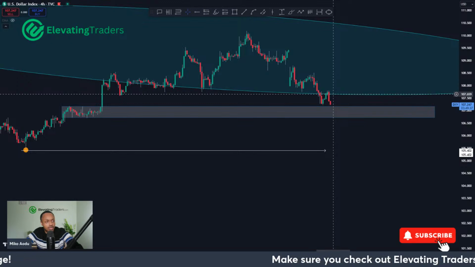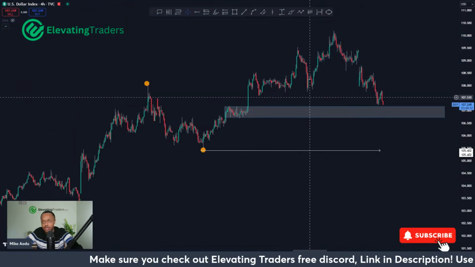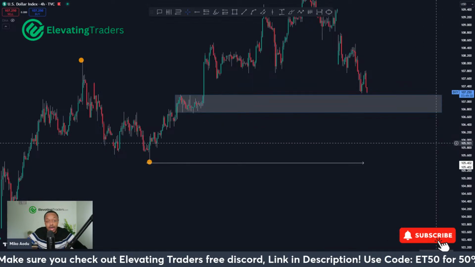But if we don't start to show some evidence of turning around pretty soonish, we have to start looking at that move happening.